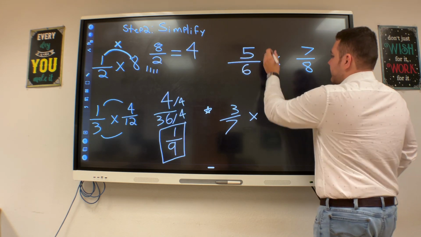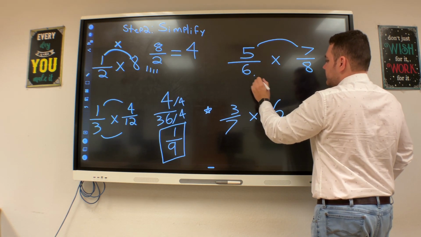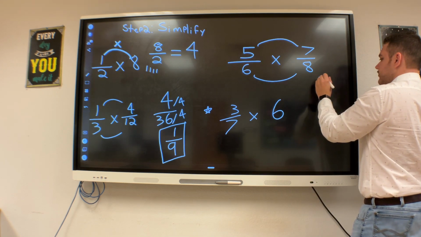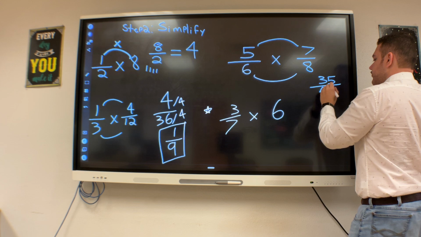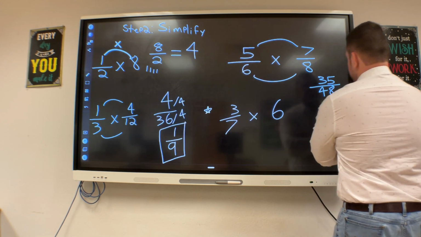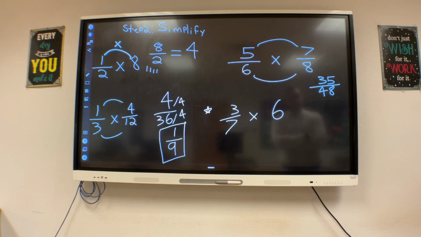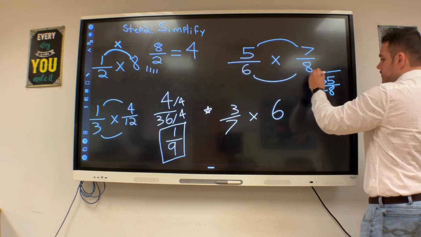Like I said, right here we have 5 times 7, 6 times 8, so 35, 48, which I don't think can simplify, so that one is just going to be by itself. That's it.